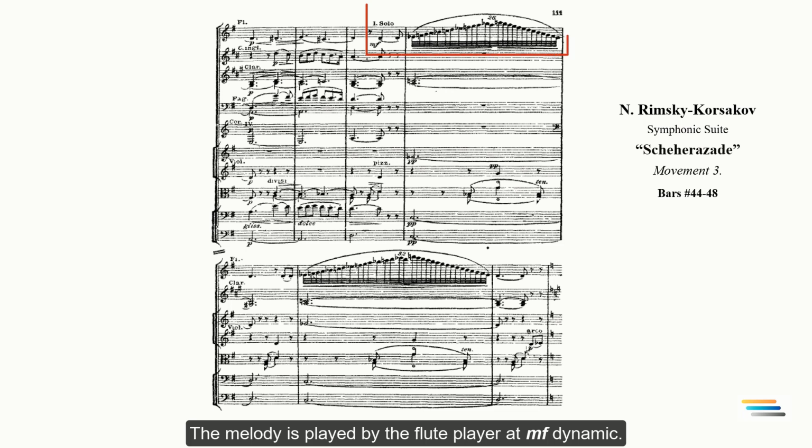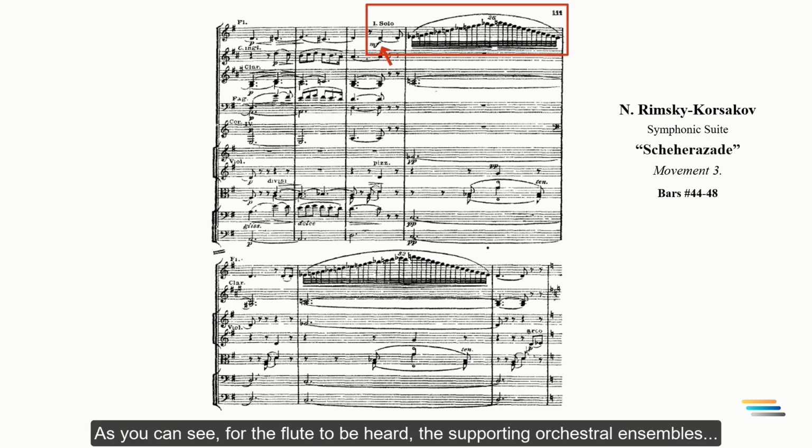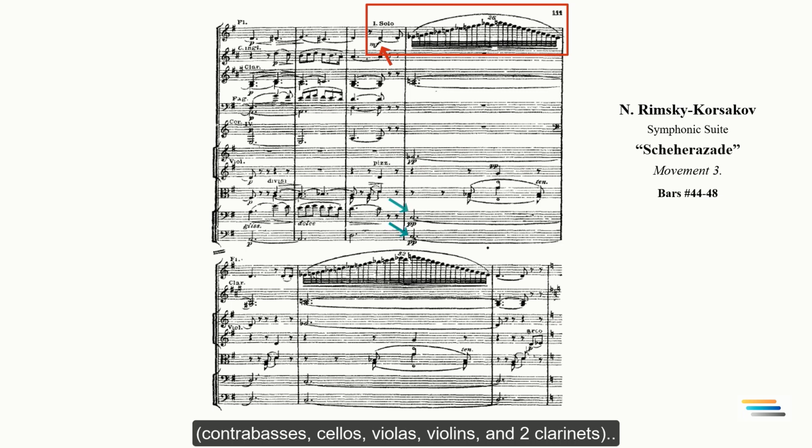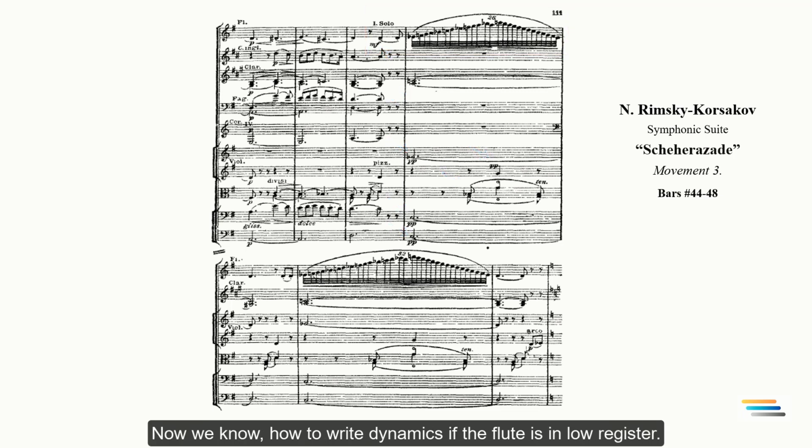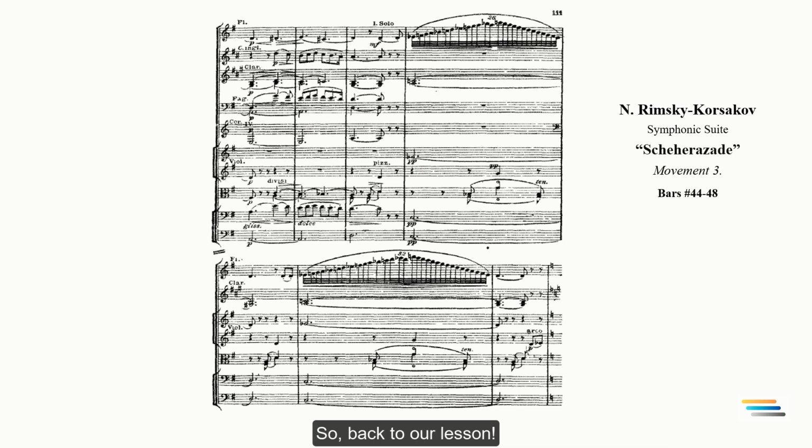The melody is played by the flute player at Mezzo Forte dynamic. As you can see, for the flute to be heard, the supporting orchestral ensembles, contrabasses, cellos, violas, violins, and 2 clarinets are written 3 dynamic levels below the flute part. Now we know how to write dynamics if the flute is in low register. So, back to our lesson.